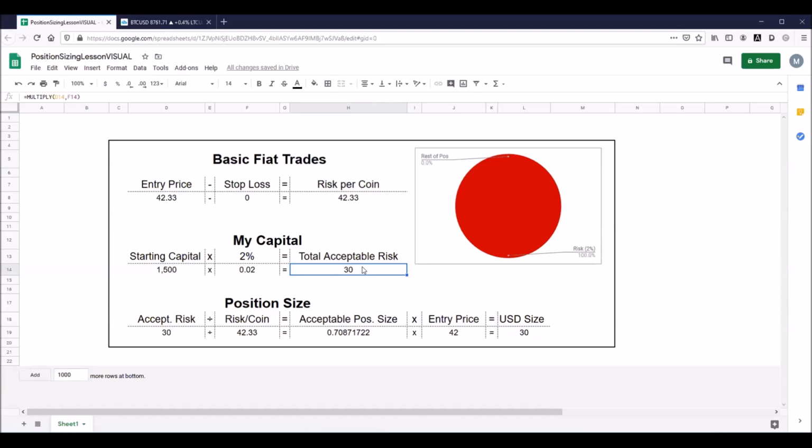Everybody with me so far? If you were to trade with no stop loss and you wanted to honor the 2% rule, your position size would have to be equal to 2%, because it's all at risk without a stop loss.